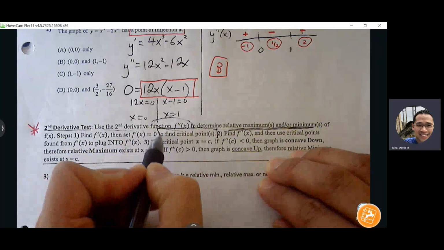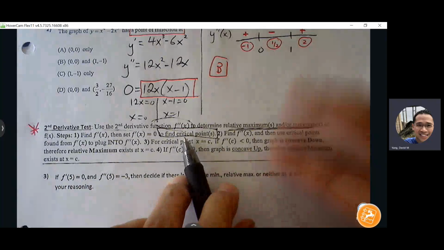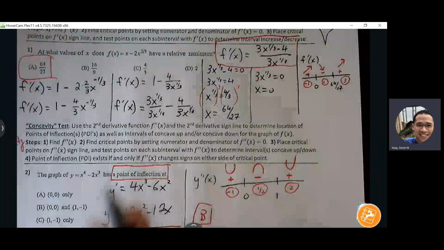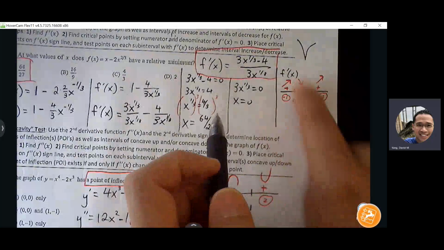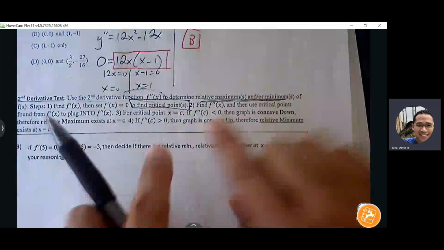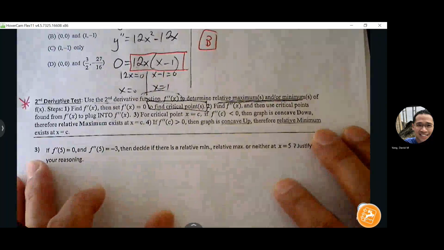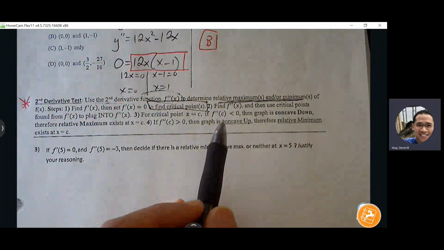So those are the same things. We're going to find the same candidates the same way that we do in the first derivative test. But then after that, things are different. We're not going to create a sign line, but instead we're going to take these critical points and insert them into the second derivative function. And then we're going to look to see what number we get.